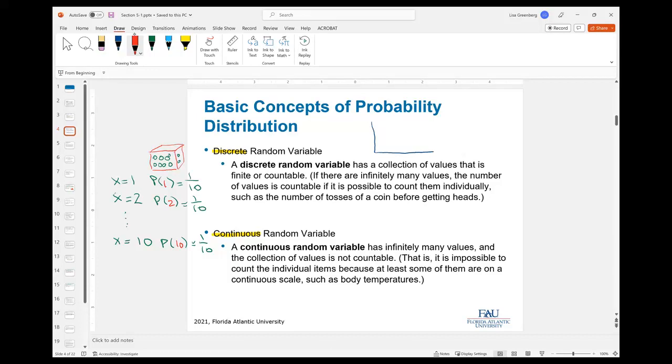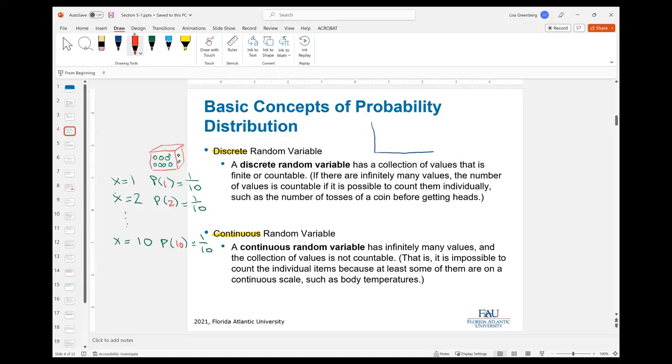So a discrete random variable has a collection of values that is finite or countable. Well, 10 is finite and I can count them. If there are infinitely many values, the number of values is countable if it is possible to count them individually, such as the number of tosses of a coin before getting heads. So it always is separated.